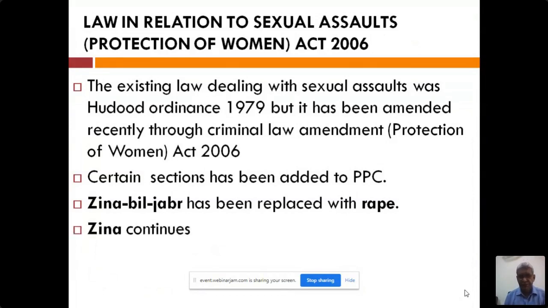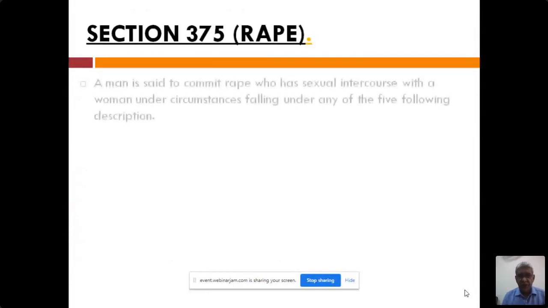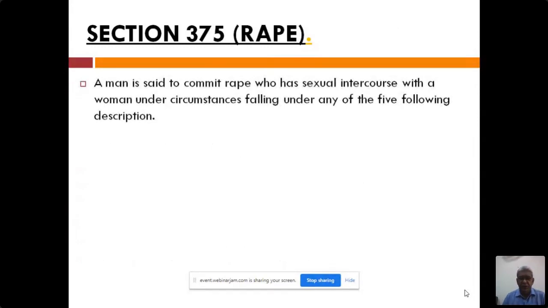Further, it was added to another situation of fornication. What is the difference between zina and fornication? By definition, both are the same, but for the punishment, there is a difference between zina and fornication. This will be elaborated in coming time. Now, Section 375 dealing with rape. This is the definition in the form that a man is said to commit rape who has sexual intercourse with a woman under the circumstances falling under any of the five following descriptions.